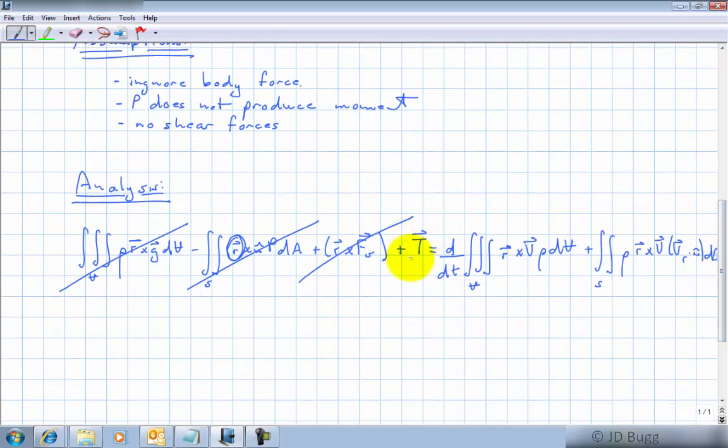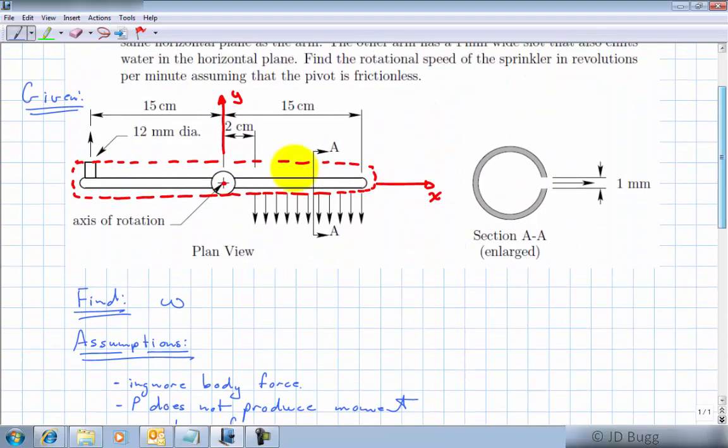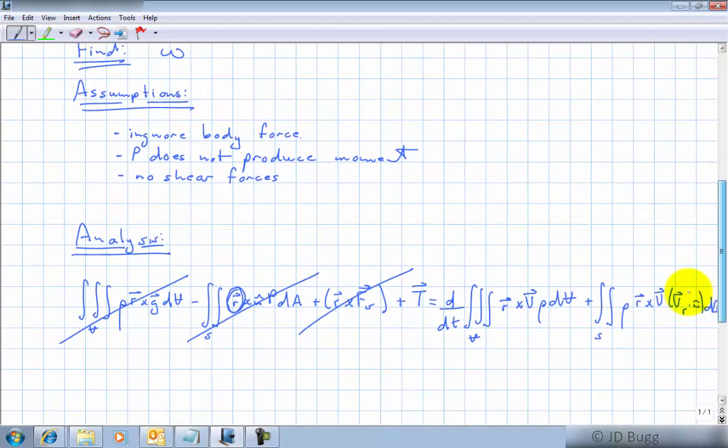Last thing we have in our equation is the reaction torque. So remember, our control surface does cut through a solid object here where the pivot is, because the base of this sprinkler, which isn't shown here, must be connected to it and must be cut by our control surface. But because we were told to assume the pivot is frictionless, there's no way that a moment can be produced around the z-axis there. So we can also say that this torque is 0. So we'll put in here frictionless pivot. So that's the left-hand side.